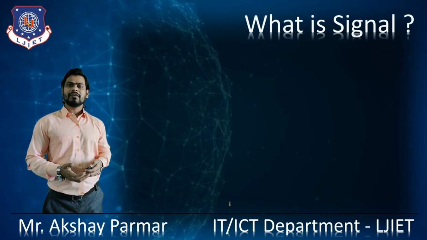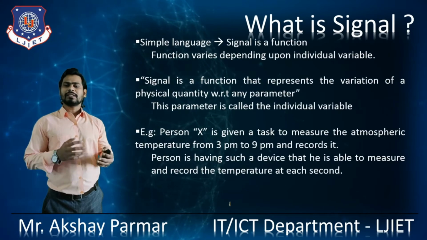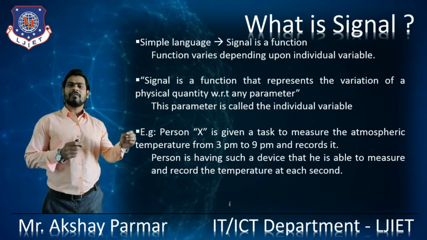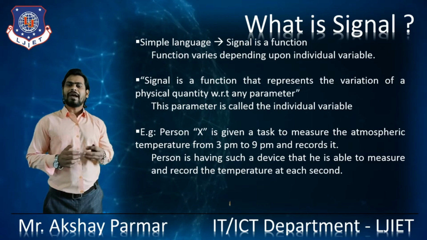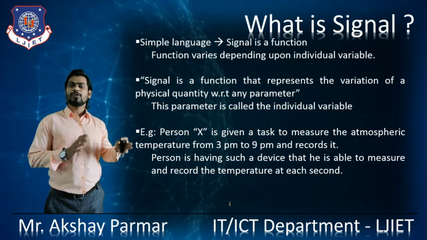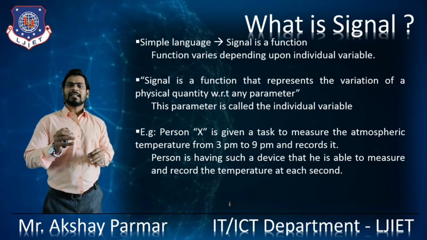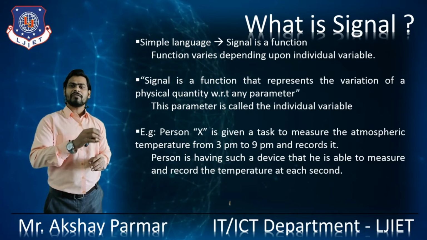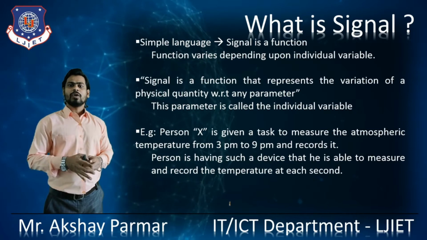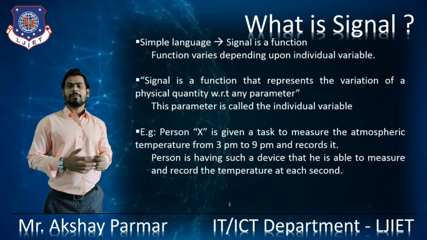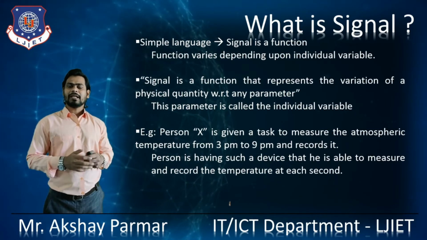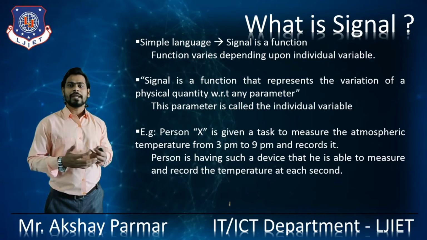A signal is basically a function, right? In simple language, a signal is a function. That function varies depending upon the independent variable. In other terms, a signal is a function that represents the variation of a physical quantity with respect to some kind of parameter, right? That parameter is called the independent variable.